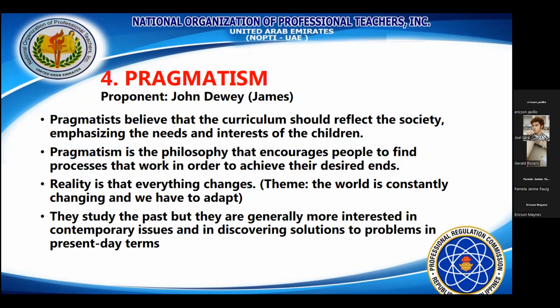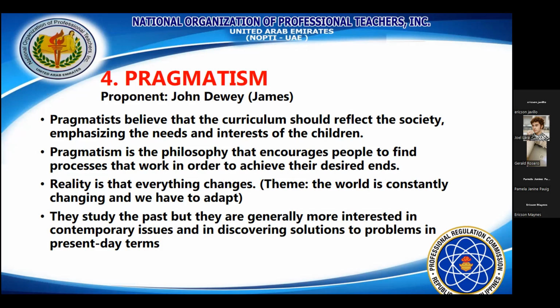Fourth is pragmatism. Di ba ang pragmatic is, ang paniniwala dito is, if an object works, then it's true. Pag hindi nag-work, hindi siya true, hindi ka maniniwala. So yun yung parang component dito. Pragmatists believe that the curriculum should reflect the society, emphasizing the needs and interests of the children. It was proposed by John Dewey and James. Kasama na rin si James.